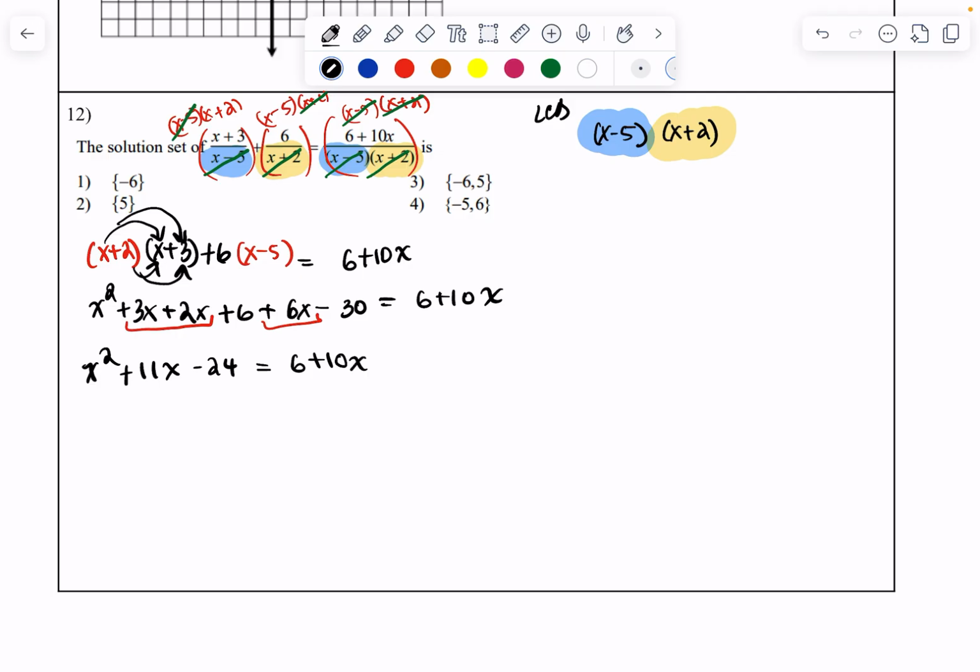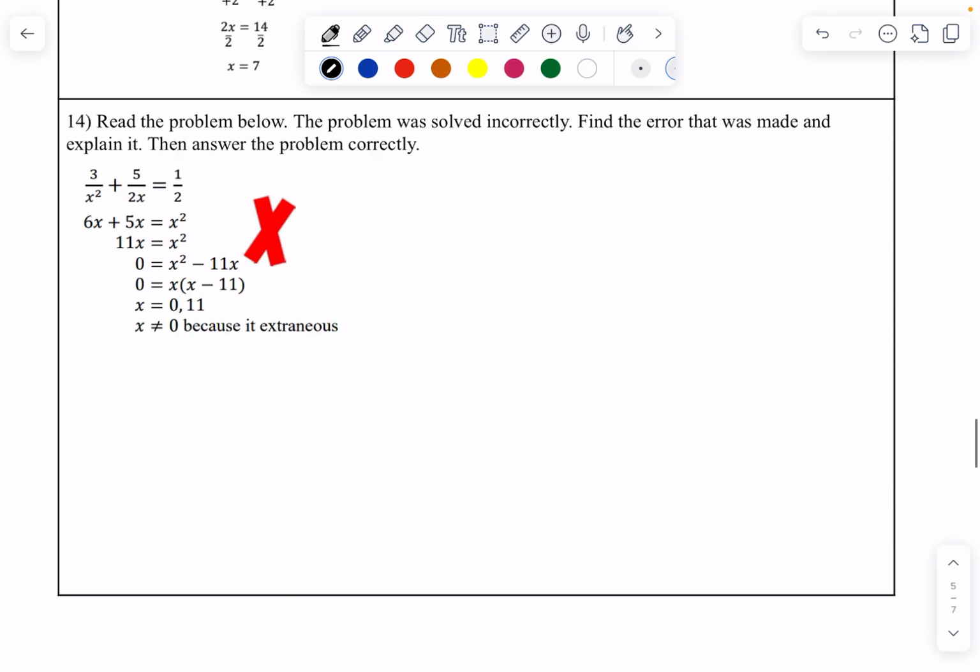Then we're going to make sure that our equation is equal to 0, because in order for us to factor, we need to have our equation equal to 0. Okay, so 11 minus 6 is going to give us a 5, and negative 24 minus 6 is going to give us a negative 30, is equal to 0. So now we need to look for two things that multiply to a negative 30 and add up to a positive 5.